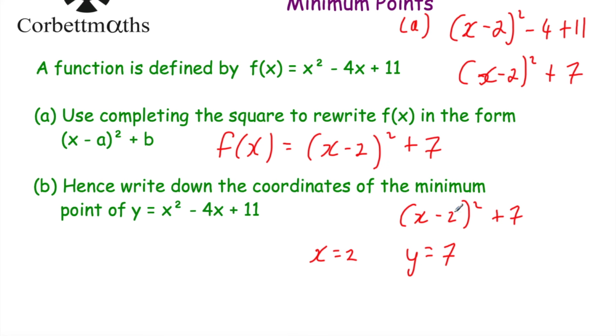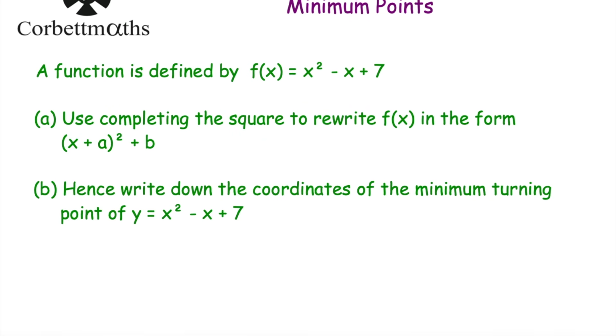And that'll be whenever the bracket's equal to 0, so whenever x is equal to 2. So the coordinates of the minimum point will be (2, 7). And that's it. So in terms of that U-shaped parabola, the turning point will have coordinates (2, 7). Okay, let's have a look at another one.